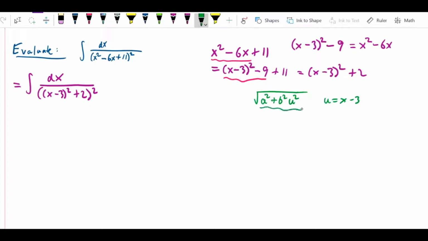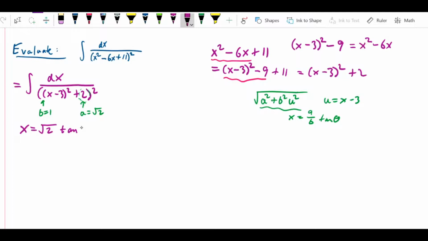So I have actually this form, which is going to be the form x equals a over b tan theta. So the question is, what are the numbers here? Clearly we have b equal to 1, and a is equal to the square root of 2, because recall that this term here was supposed to be a squared, so a is the square root of 2. So I'm going to use this substitution: x equals square root of 2 tan theta.